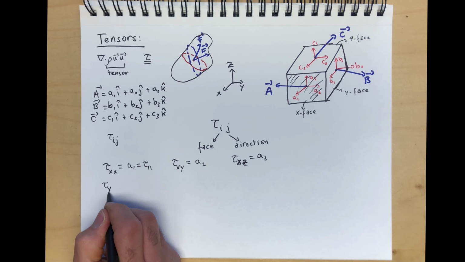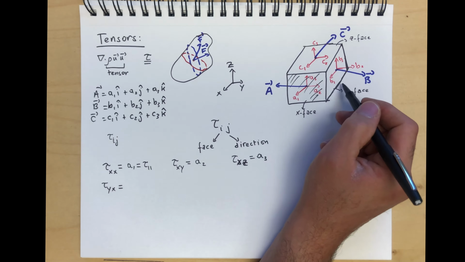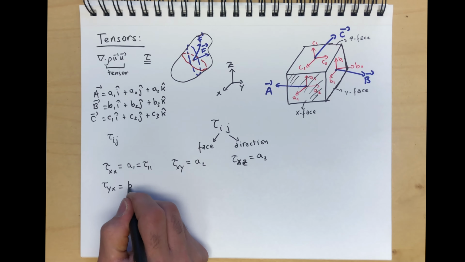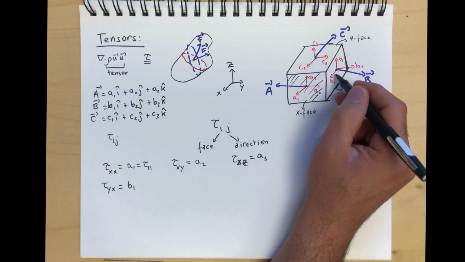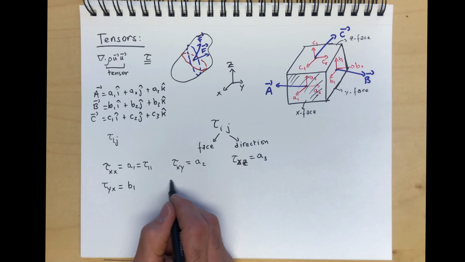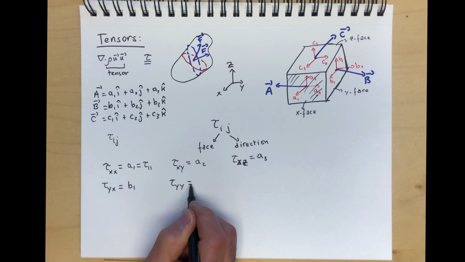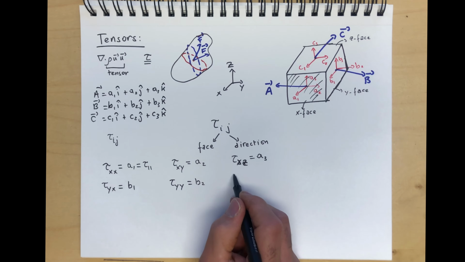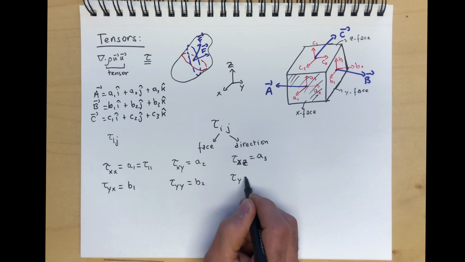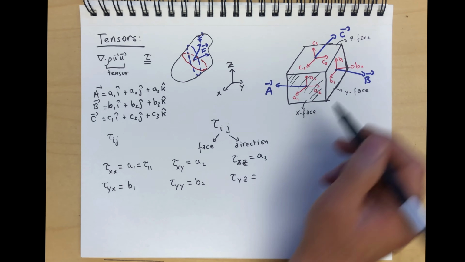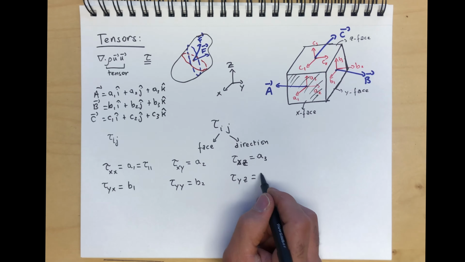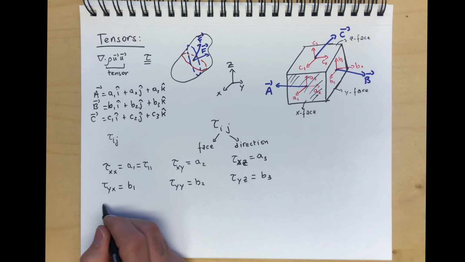Same thing here. Tau yx is on a y face in the x direction. So that gives us b1. So that's y face, x direction. Tau yy, that's the component on a y face in the y direction, b2. And tau yz, that's the component on a y face in the z direction, that gives us b3.